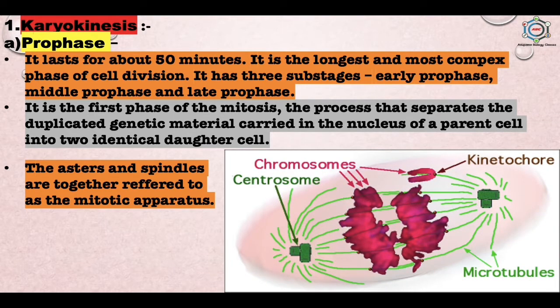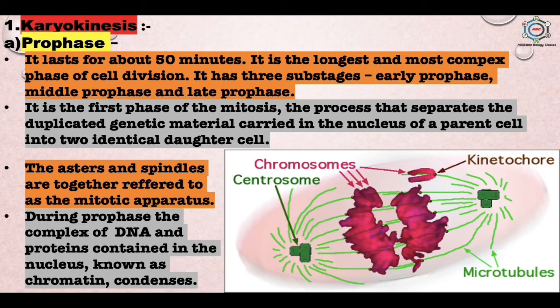So, in this picture you see the chromosomes attached with the centromere and the microtubules. This is the process of how the chromosome segregates during mitosis, because aster rays and the spindle formation occur in this phase. During prophase, the complex of DNA and proteins contained in the nucleus, known as chromatin, condenses.